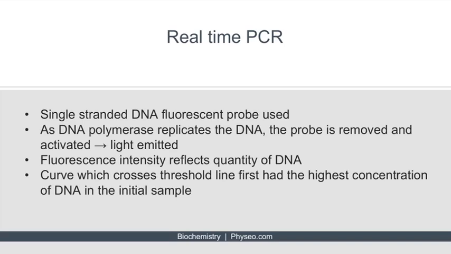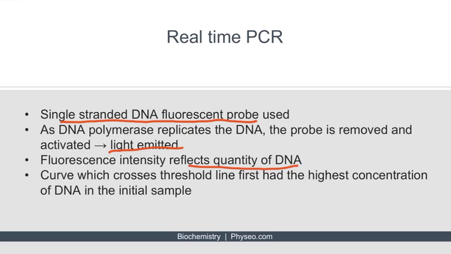Okay, let's move on. Real-time PCR is another type of PCR that can be used to amplify DNA. In this type of PCR, the method I described earlier with traditional PCR is also used. However, a single-stranded DNA fluorescent probe is also used. When DNA polymerase replicates the DNA, the probe is removed and becomes activated, resulting in light emission. The fluorescence intensity can then be used to quantify the DNA. In this way, real-time PCR can be used to provide quantitative results.